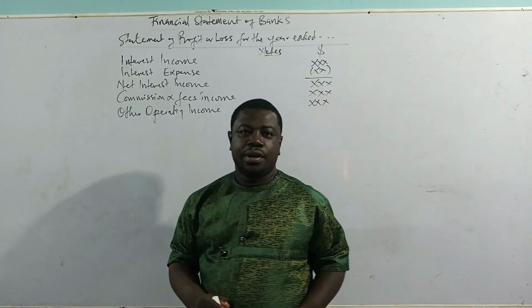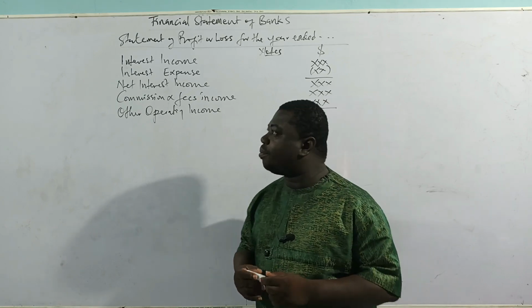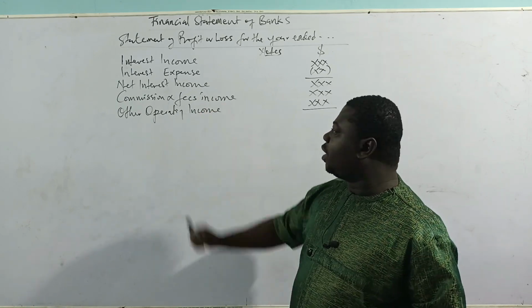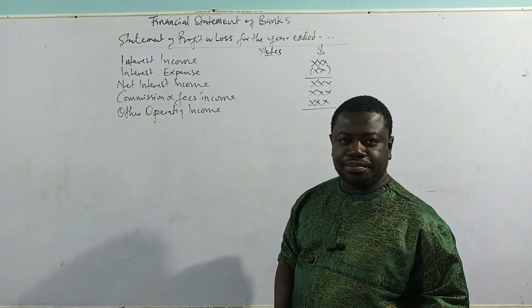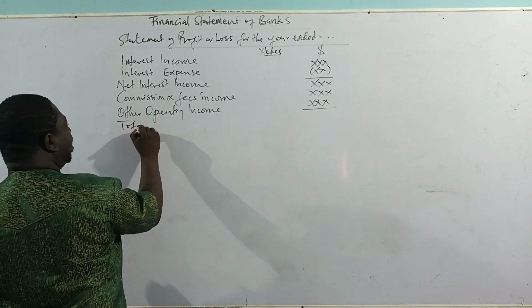And then when we add, these are the three key income sources that I mentioned. The net interest income, the commissions and fees income, and then the other operating income. And the three of them will give us our total operating income as a bank.